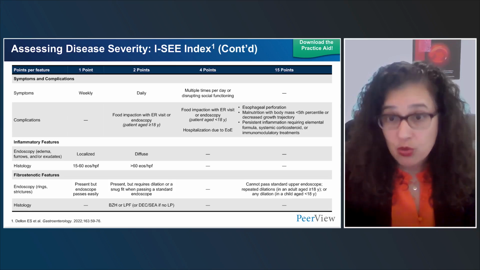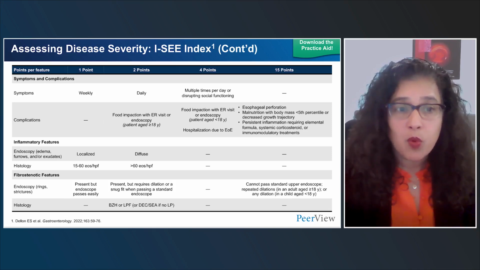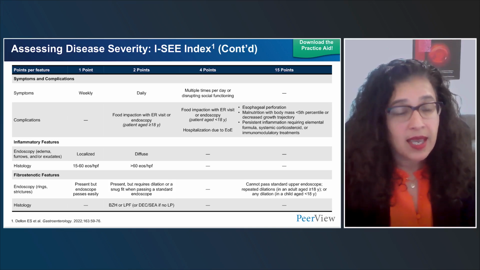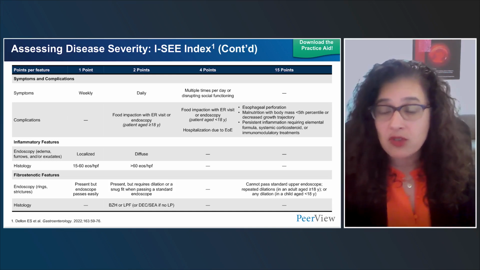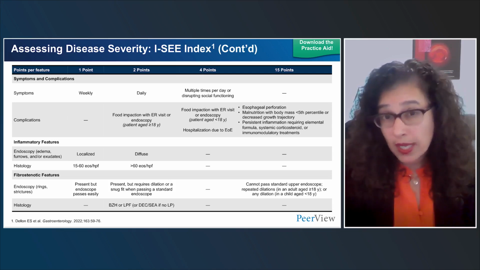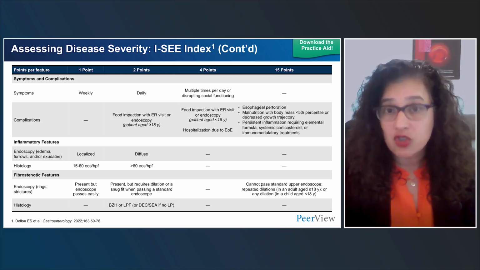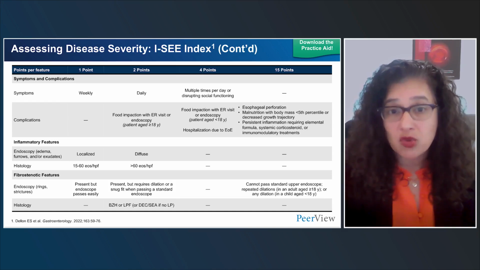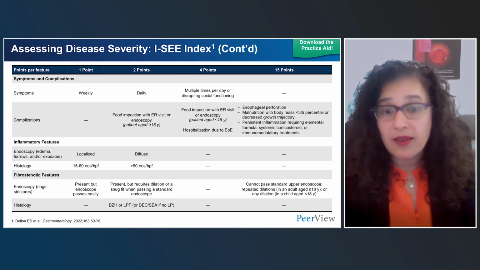And there will be additional tools for you to look at, but just in a broad sense here, there are different points ranging from 1 to 15, and we grade symptoms and complications, such as how often dysphagia occurs, complications such as food impaction and need for hospitalization, inflammatory features, whether the inflammation is localized or diffuse, the level of eosinophils, and even that fibrostenotic change if that scope cannot pass through. These are all given points, and those points can help you identify patients' severity of disease.